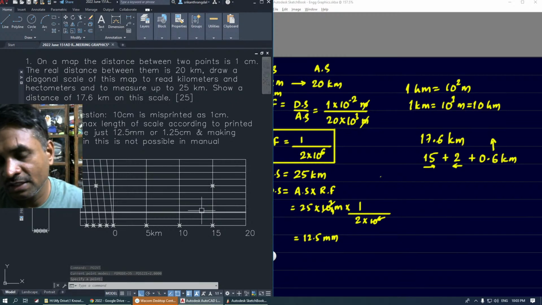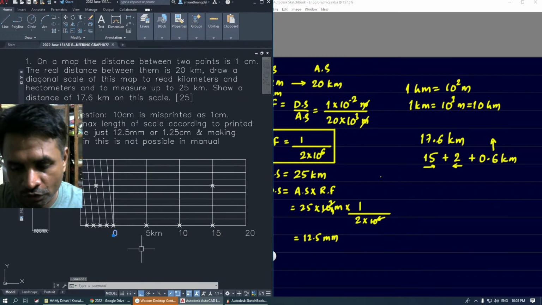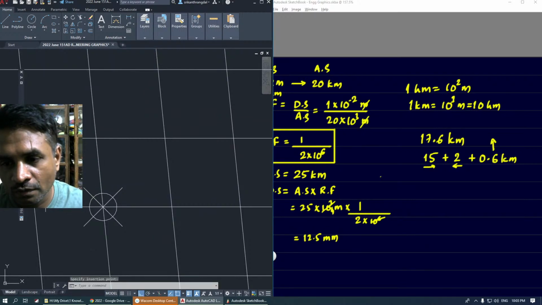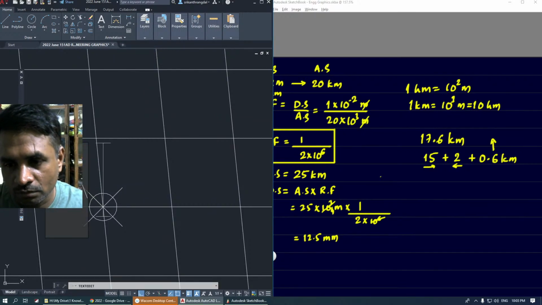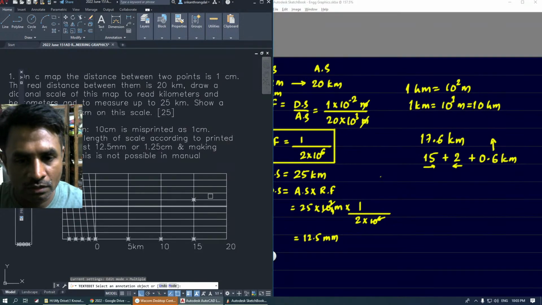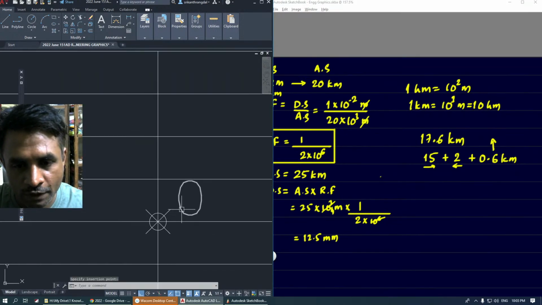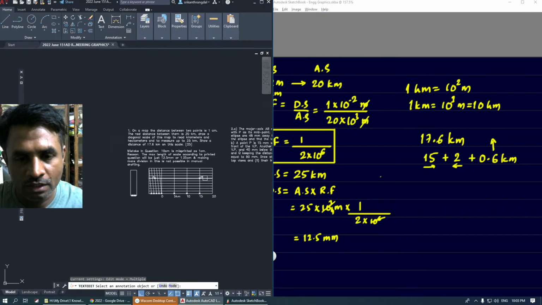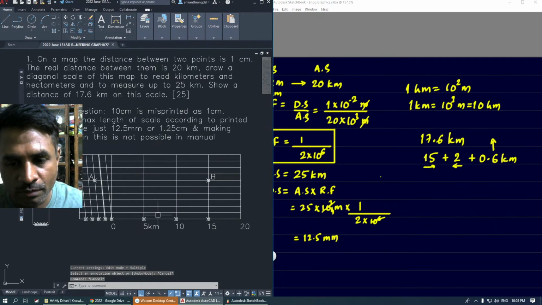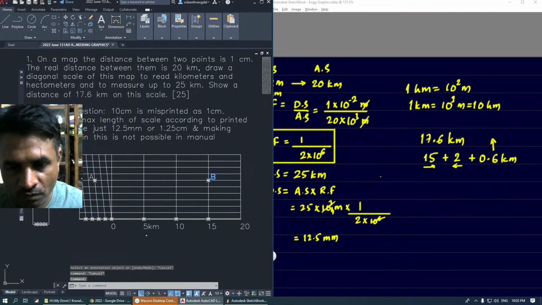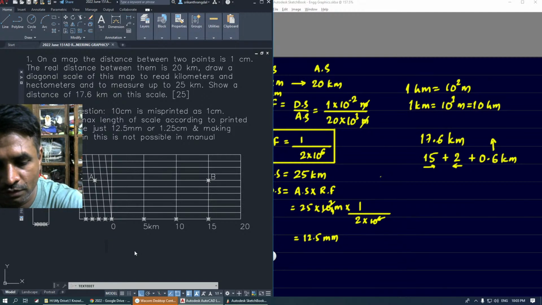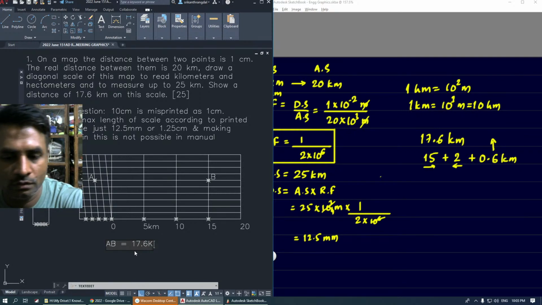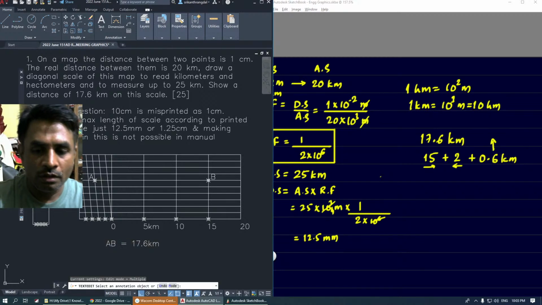While showing it in the exam, of course, the students can show 2 alphabets. Let us say A, and the second over here, call it B. So we can place 2 alphabets here, A and B, and then just write below, AB equals 17.6 kilometers. So this is the answer.